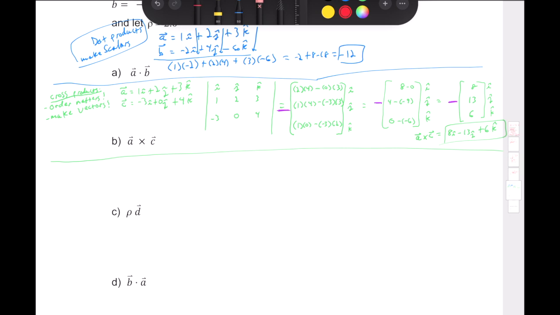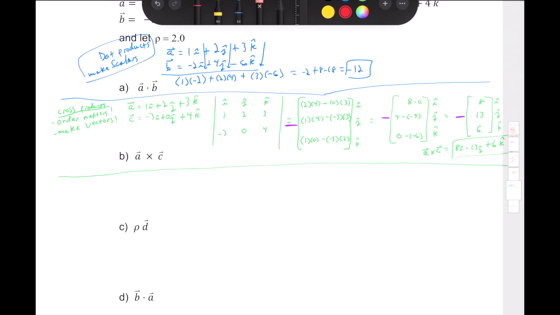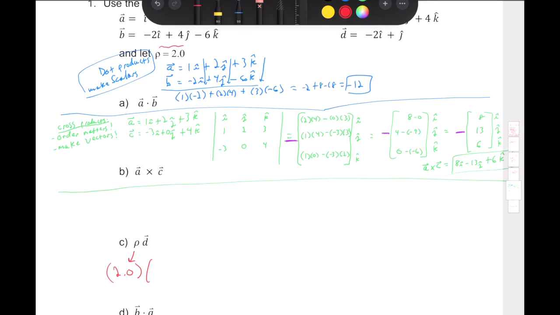Sweet. Okay, so last thing here is just multiplying a constant by a vector. And this is easy money. I want you guys to just get this as far as getting those points. Up here it says that rho is 2.0, and it says multiply that by the d vector, which is negative 2i. I'll write it out. D equals negative 2i plus, oh man, it doesn't say a number next to j. That must mean it's 1j. And if I didn't write it at all, that means there's a 0 next to it, so 0k.